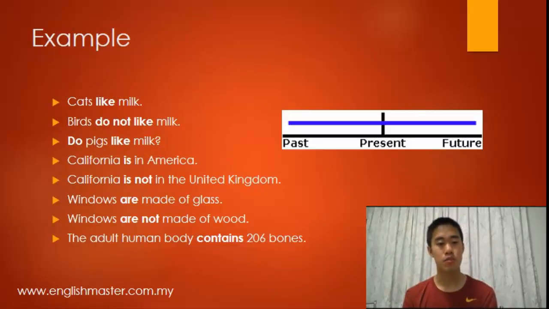So a few examples here. Cats like milk. Birds do not like milk. Now maybe a bird does like milk, but that doesn't really matter for our discussion here. You're stating something, and it's a generalization or a fact, and whether or not it's true, it's still a statement.